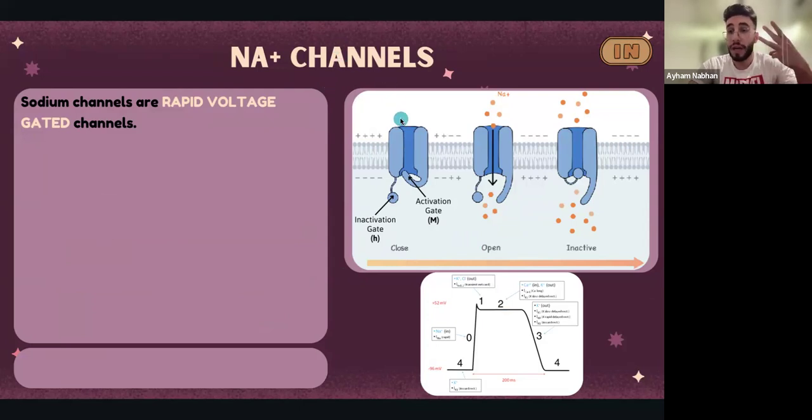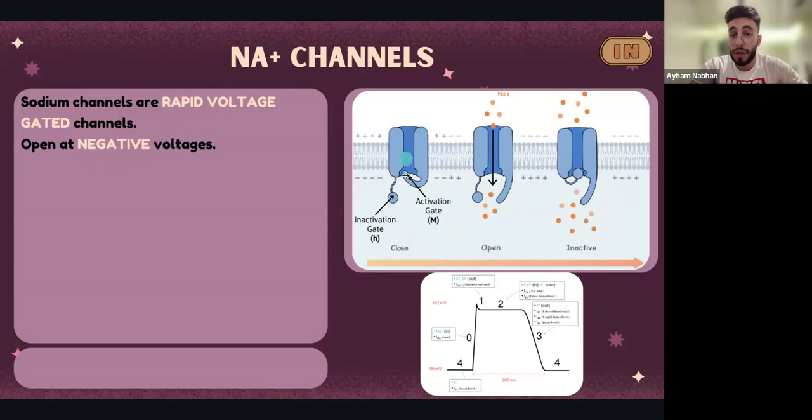As I said, we have three ions: sodium, potassium, and calcium, and each ion has its own channels. Let's start with the sodium channels. Sodium channels are rapid voltage gated. What do we mean by voltage gated? Voltage gated means that we need electricity, which comes from the SA node, to propagate and open them. The sodium channels are divided into three types: closed, opened, and inactive.